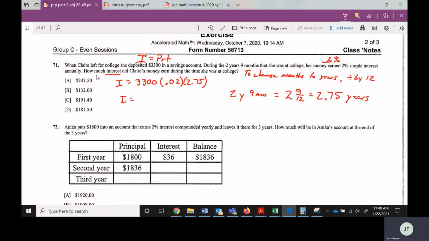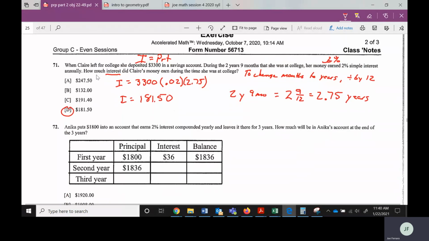Okay. So now we multiply these three things together. You get 181.5, or if you're changing it to money, you throw a 0 on the end. And there's the money. Now, if they asked for the total balance, we would just add this to the 3,300.